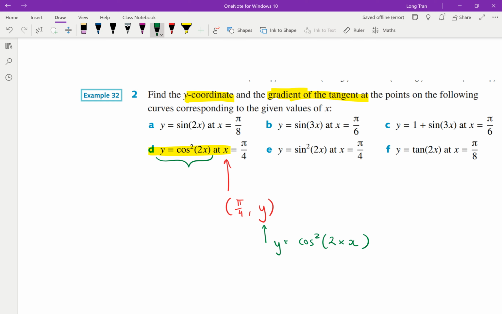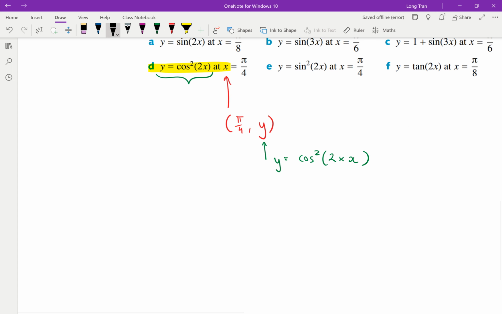So in this case, we know that x is pi on 4. So in the next line, we can say, find the cos squared of 2 times pi on 4. Therefore y must equal cos squared of 2 times pi on 4. It just becomes pi on 2, so double over quarter becomes half.